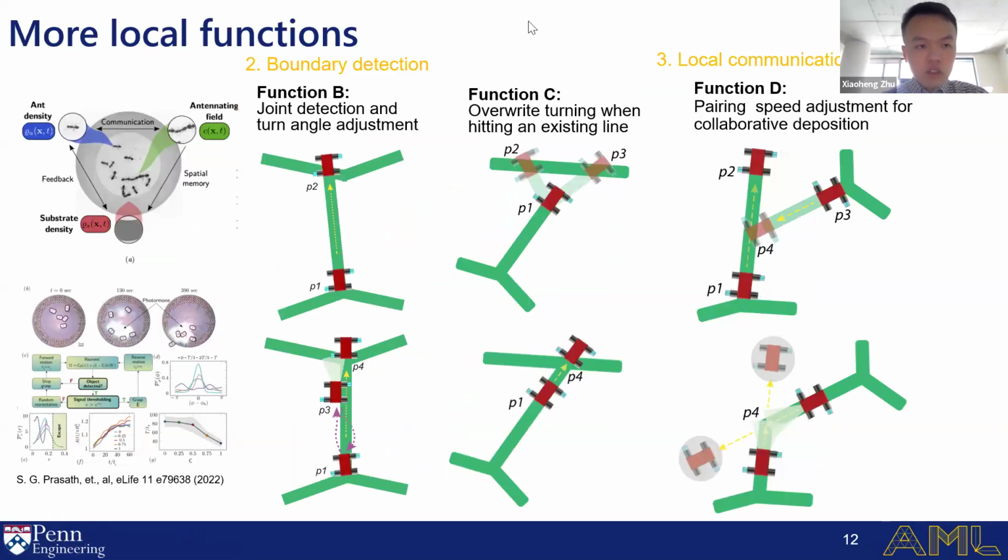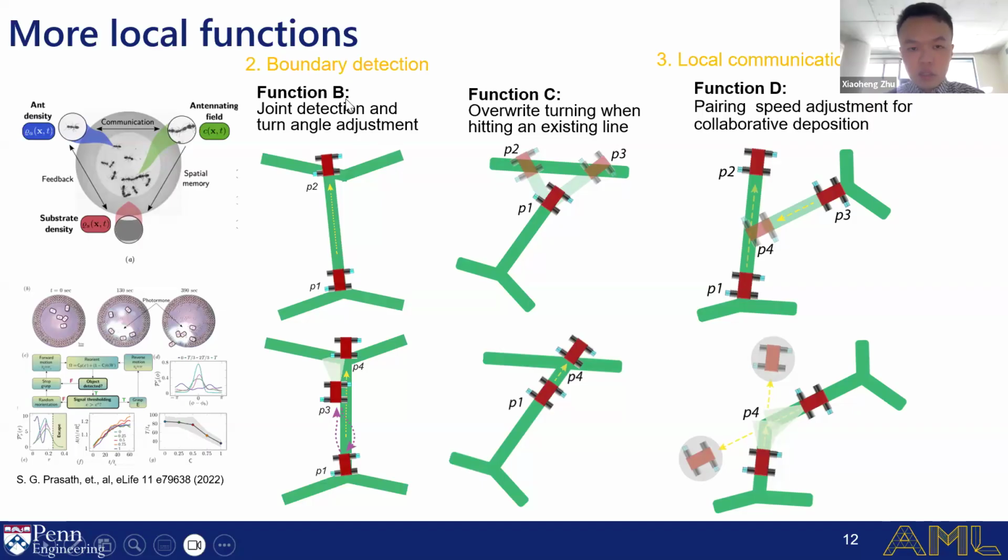The second function we add is called boundary defect detection. This is the same group at Harvard, and it's also an example with ants. For example, if you trap the ants and a single ant finds a way to escape the trap, it will send signals to the other ants to follow the path and escape the trap together. They mimic this behavior in robots. You can see that a single ant finds a way to escape, and the other ants follow the path to escape as well.